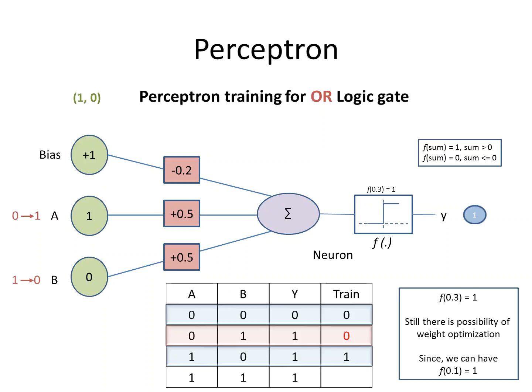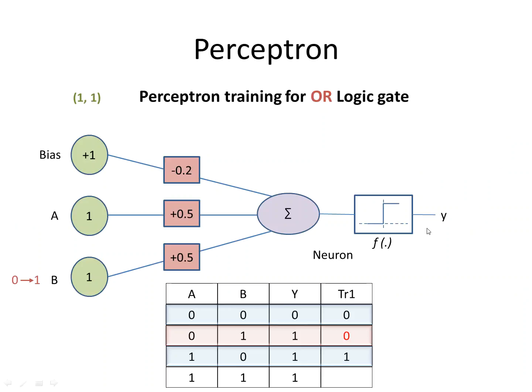But still there is a possibility of weight optimization, because here we are getting 0.3 equal to 1. So we can also get 0.1 equal to 1. So let's optimize the weights again, and we are changing them to -0.1, 0.2 and 0.2. For the bias, it provides me the output as -0.1. For the first input, it provides me the output as 0.2. The second input also 0.2. So overall it gives me the output as 0.3, and after passing through the threshold function it gives me the output as 1.